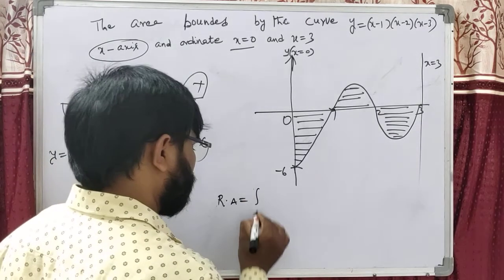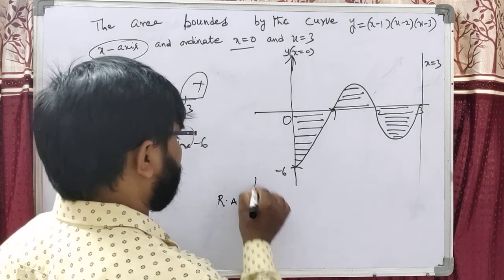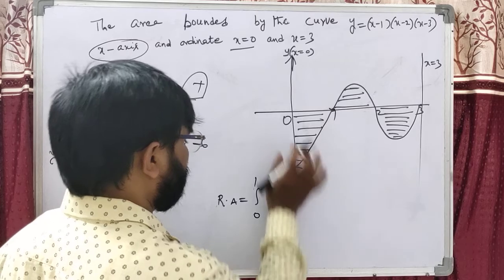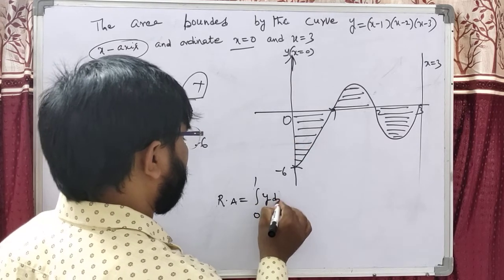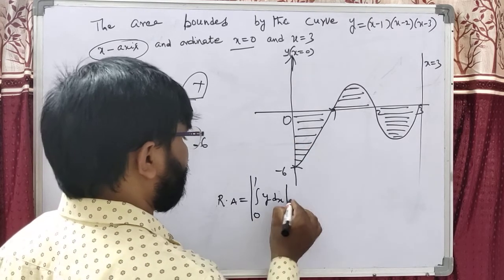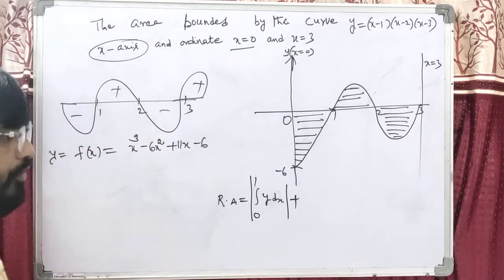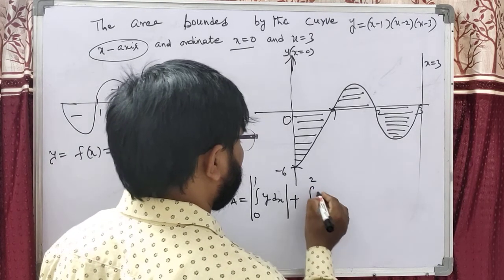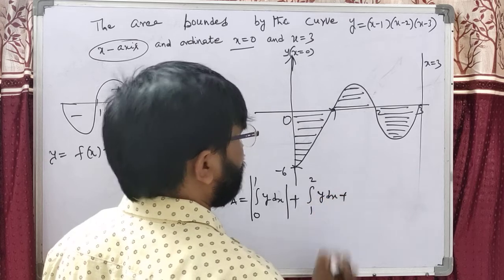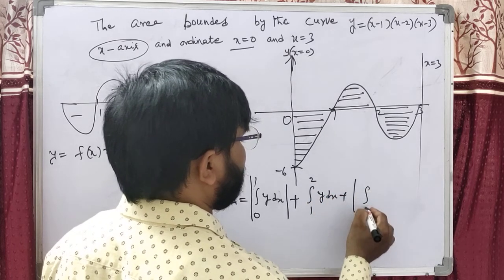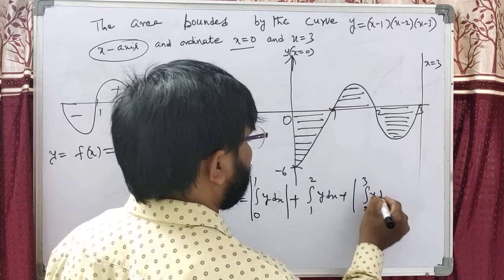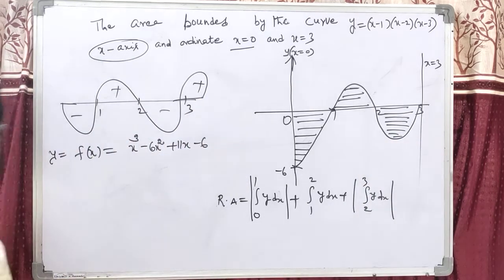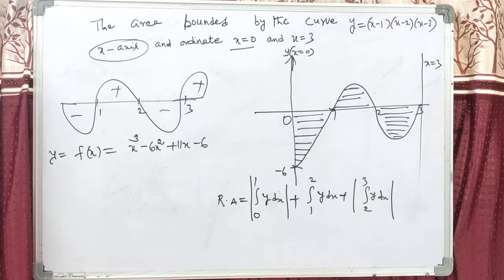Integral 0 to 1, modulus of y dx, the area is positive. After that you can write, students, integral 1 to 2 of y dx. Dear students, the integral 2 to 3 of y dx is the negative region. Okay students, this is our required area.